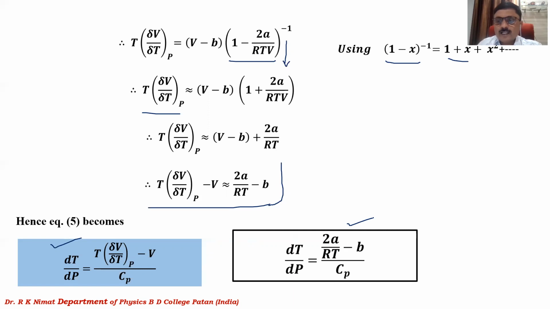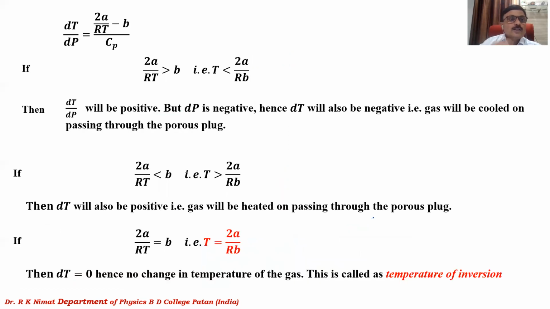Now this equation can also be interpreted, because for ideal gas, the Joule-Thomson effect is not observed. For real gas, it is observed. And now we will interpret how the cooling and heating take place, or at what condition the cooling or heating take place. So let us consider the equation as dT divided by dP is equal to 2a divided by RT minus b divided by Cp. This is the Joule-Thomson effect for real gas.